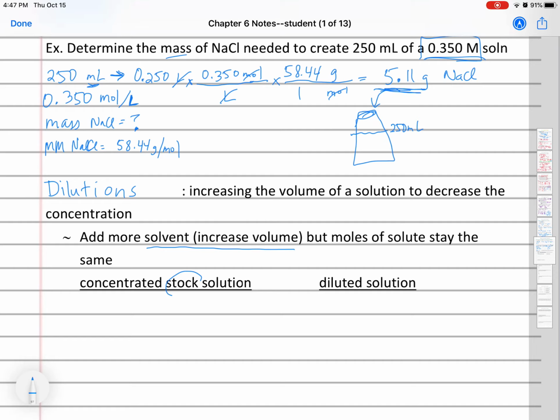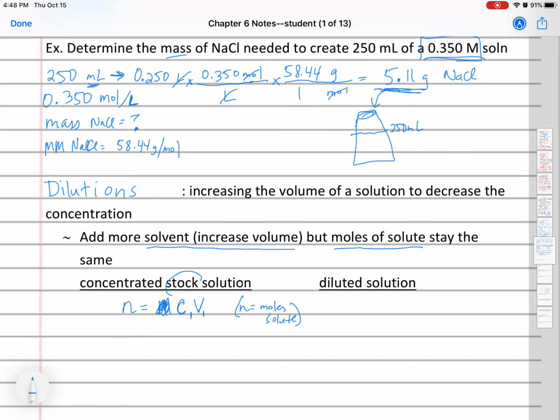So basically what you're doing in a dilution is you're adding more solvent, so you're increasing the volume, but you're not changing the amount of solute. So the moles of solute stay the same, but the volume goes up. And so the concentration goes down. So in a concentrated stock solution, the number of moles, n, is going to be the concentration, C, times the volume. We're going to call this C1V1. And n equals the moles of solute.